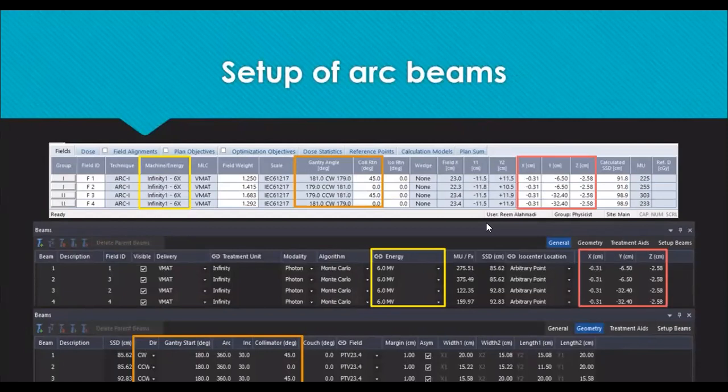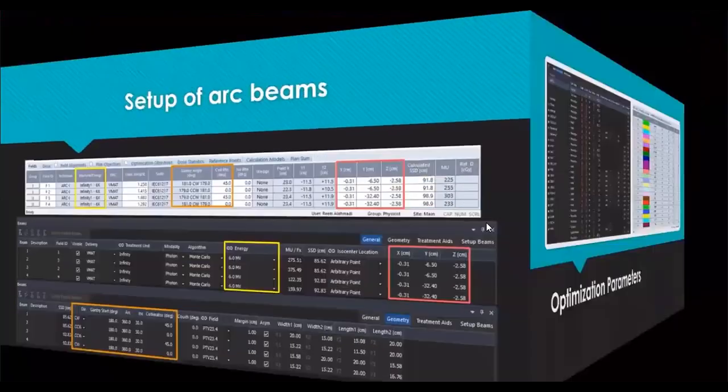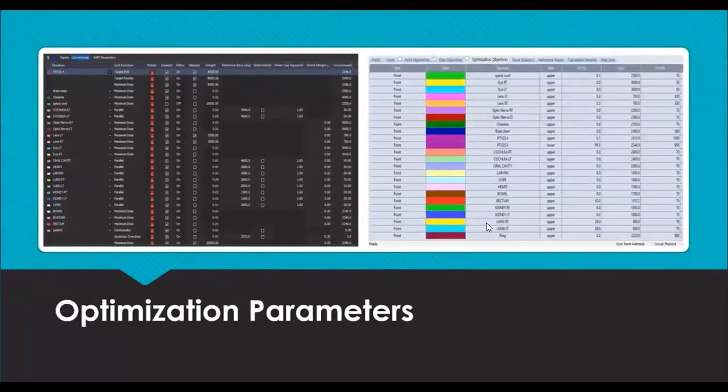We chose 45 because it provides us a larger field that can cover up to a 48.5 centimeter long target, while setting the collimator angle of 0 for the second arc could make the plan less susceptible to localization error of the beam isocenter. The 4 arcs were optimized at the same time.